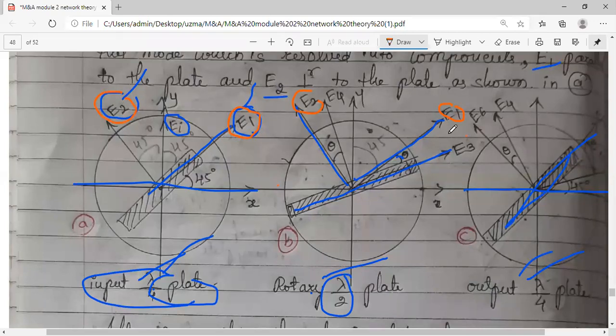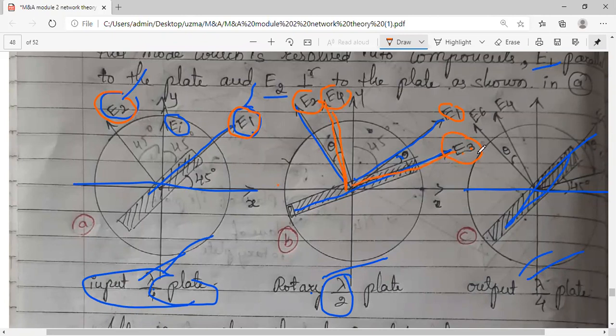Observe two more components. You have E3 and E4. How is E3? E3 is parallel to the plate. How is E4? Perpendicular to the plate. So again the vector resolution happens. The fields are resolved into further two components. One is parallel, that is E3. One is perpendicular, that is the E4 component.